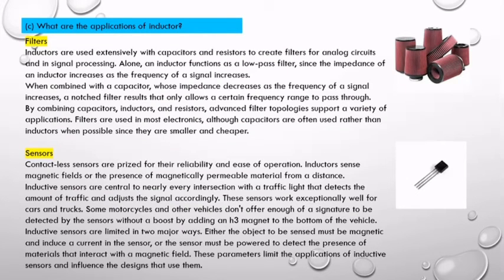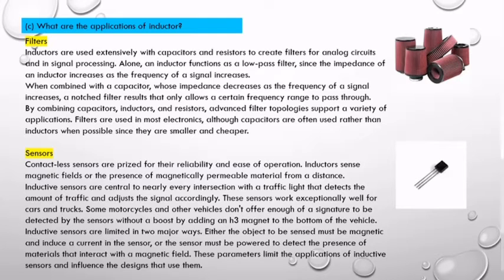So the last slide is the applications of inductors. These are a few applications of inductors in our daily life. The first is filters. Inductors are used extensively with capacitors and resistors to create filters for analog circuits and in signal processing. Alone, an inductor functions as a low-pass filter, since the impedance of an inductor increases as the frequency of a signal increases. So when the frequency increases, it is more useful for the inductor to be used in filters.